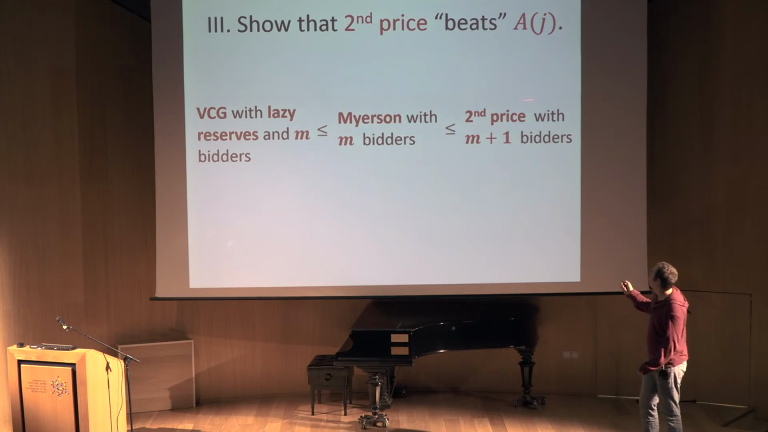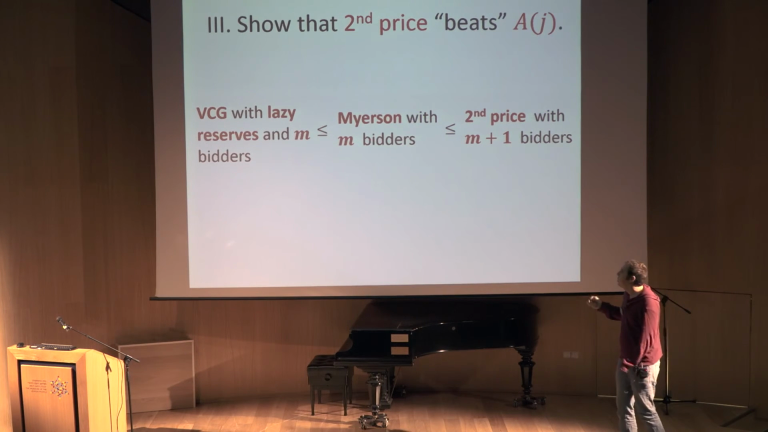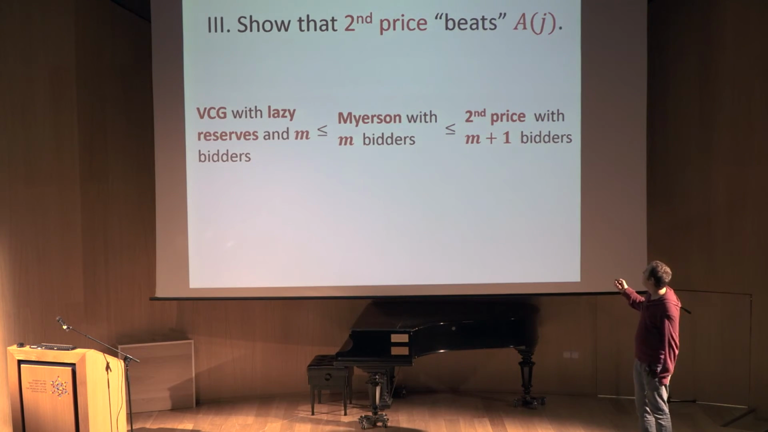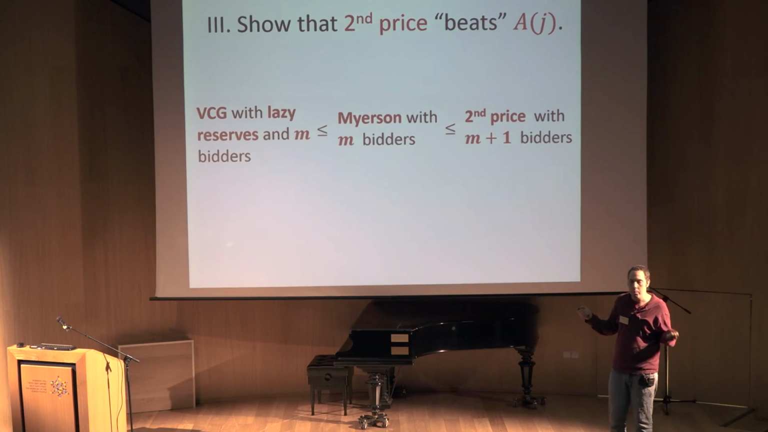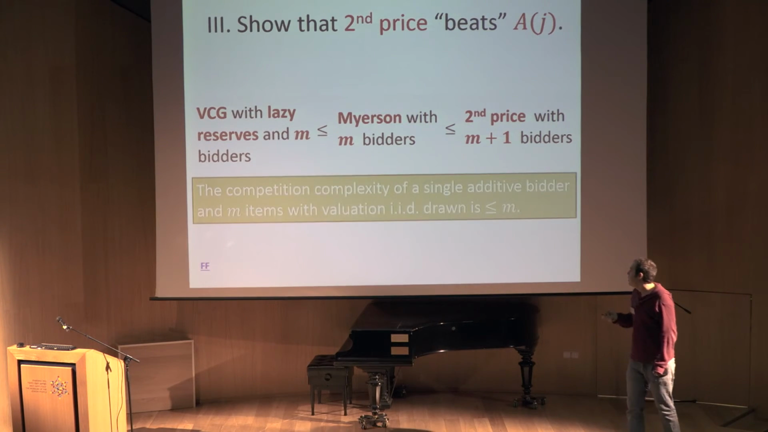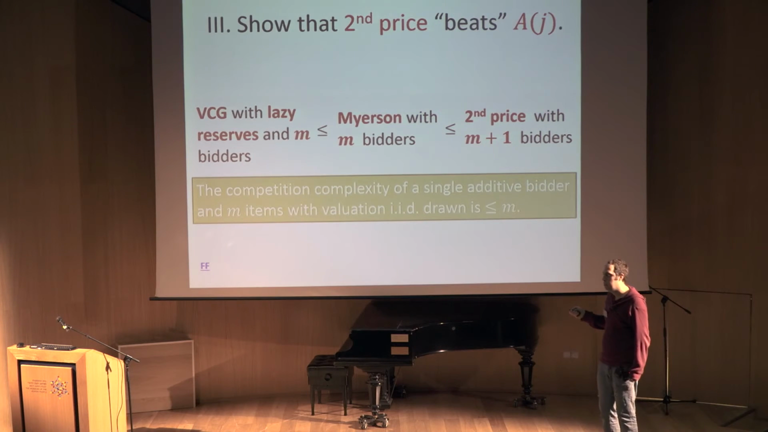And now we can use a classic Bulow-Klemperer to say that second price with an extra bidder beats Myerson's mechanism with m bidders. If we run VCG with m plus 1 bidders and chain all the inequalities, we get more revenue than the single bidder's optimal revenue. So this gives us a competition complexity of at most m for a single additive bidder with valuations IID drawn.